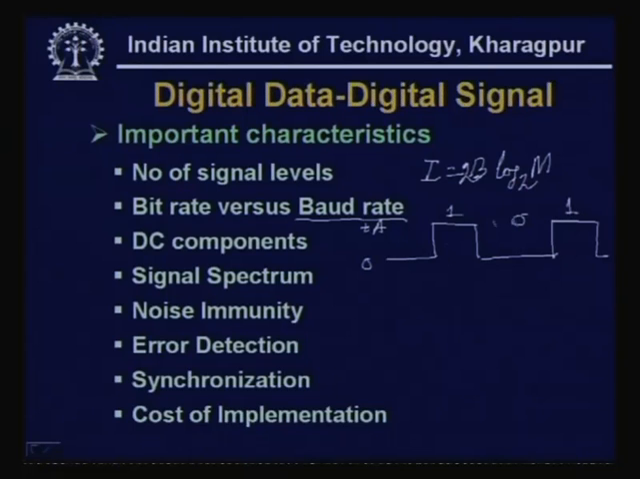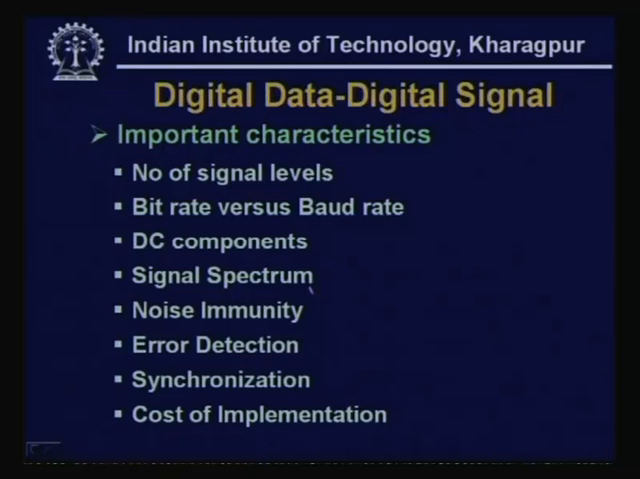So, the average value will have a DC. That DC component will not pass through the medium. That is why we shall try to do the encoding in such a way that the DC component is not present. That means we shall transform the data into a form of signal which will not have a DC component.